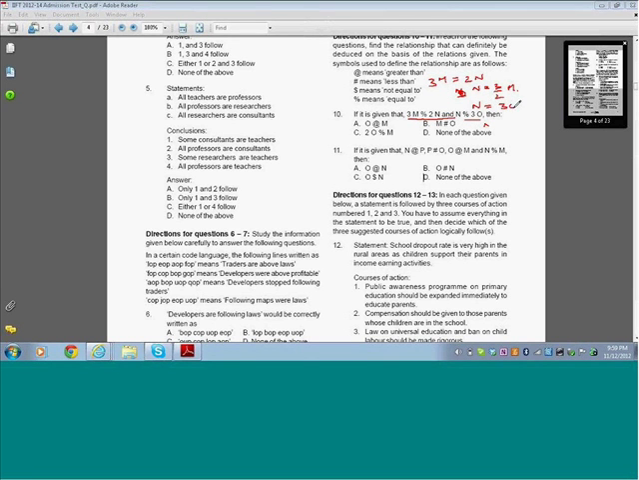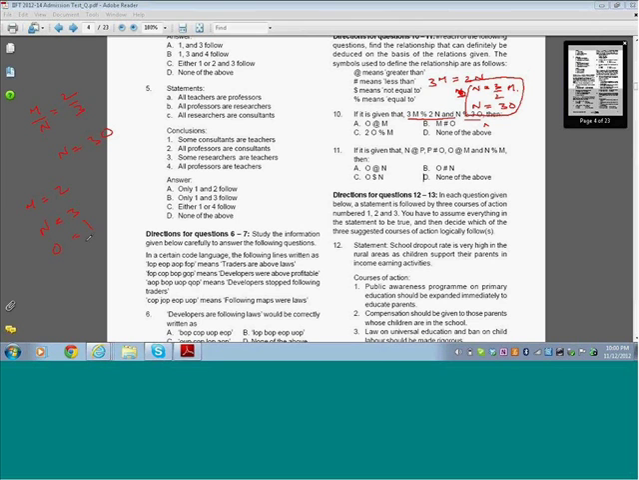Look at statement 1 and statement 2. Traders are above loss. Developers were above profitable. Between these two, there's only one word which is common, above. So even in these two, we need to look at what is common. LOP is not here. EOP is not here. AOP is not here. FOP is here. That means above is equal to FOP. So the task out here is to compare statements, identify the common word, and find the common code.